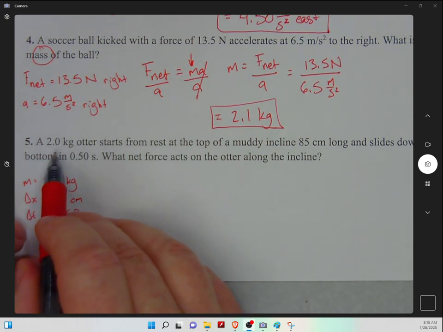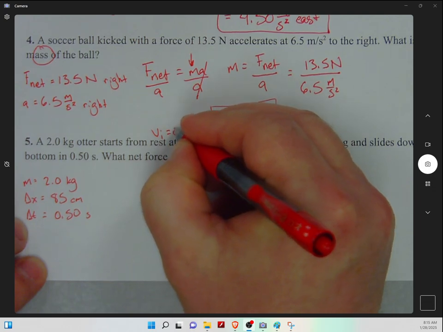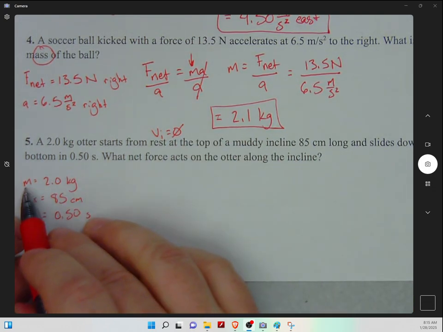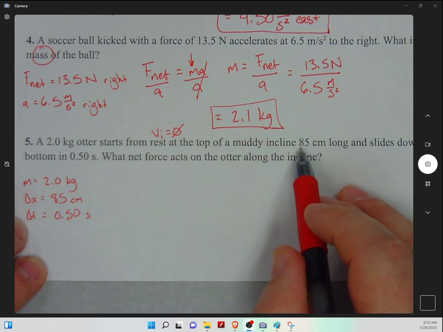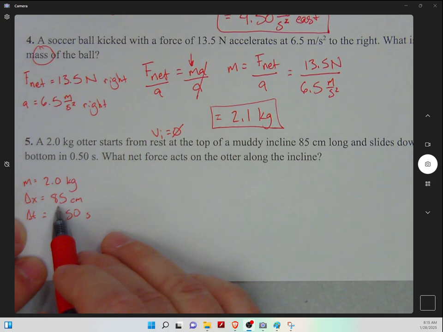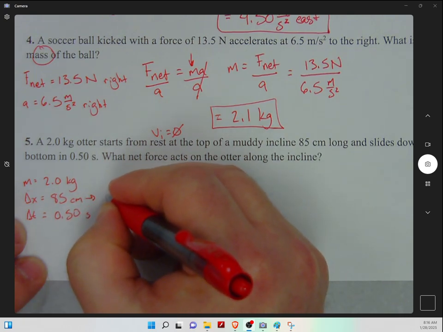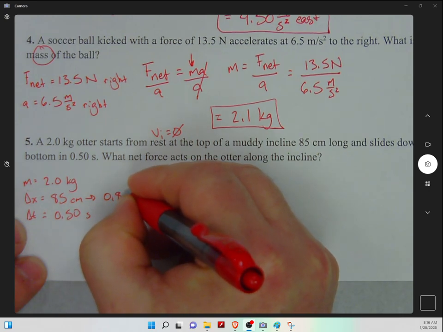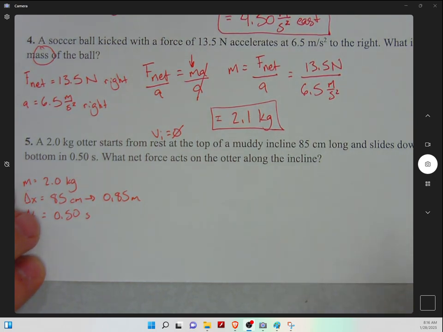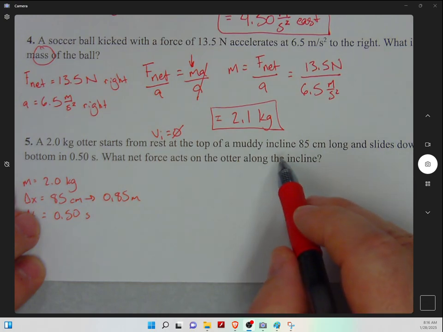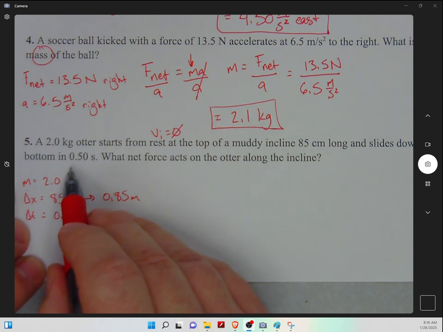Number 5, a 2-kilogram otter starts from rest, right? So that's an initial velocity of 0. So a 2-kilogram otter starts at rest, initial velocity of 0, at the top of a muddy incline that is 85 centimeters long, right there. And actually, you know what I'll do? Let me change that into meters real quick. So 0.85 meters. That'll be better for all of my calculations later. Much better than centimeters. And slides down to the bottom in 0.50 seconds.